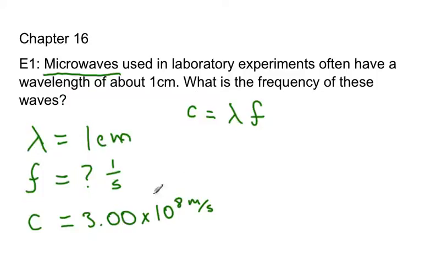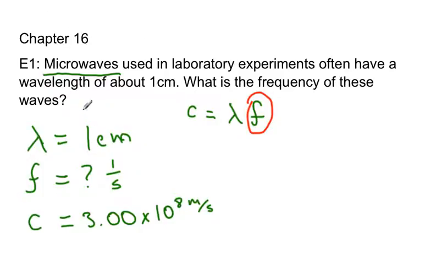So we have two of the three variables. So we can find the unknown variable. We can find this frequency. Okay. Before we do that, let's inspect the units here. We have centimeter, 1 over second, and meters per second. Let's convert this 1 centimeter to meters.